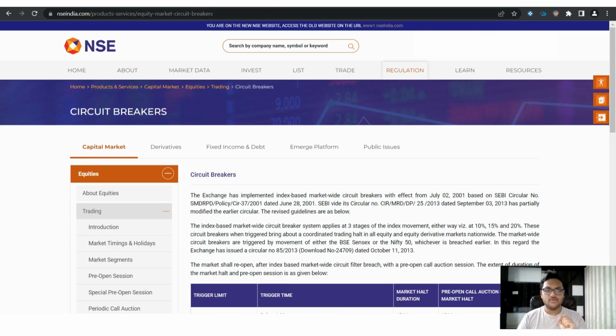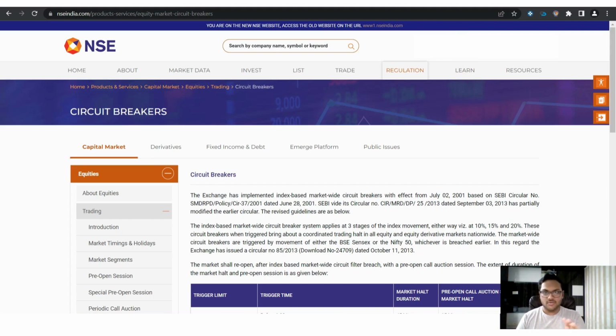Like I discussed with you about circuit filters. This concept is applicable for a particular share or a particular stock of a company. If we talk about the entire market, that is Nifty and Sensex, I had explained to you about the index. In that case, there comes the concept of circuit breakers. The same logic of upper circuit and lower circuit, 20% above and 20% below, based on the previous day's closing price. It's the same concept, but it is calculated for Nifty and Sensex.